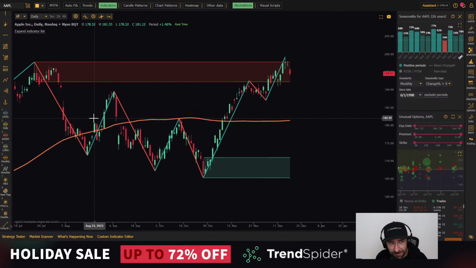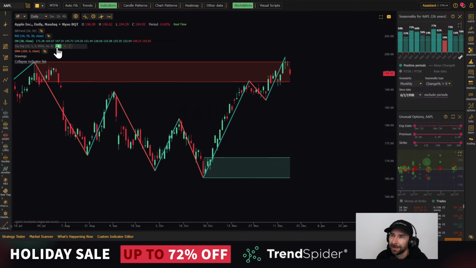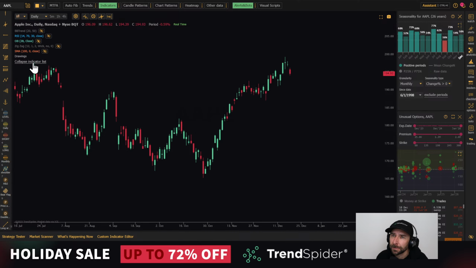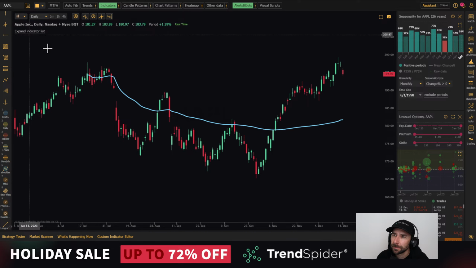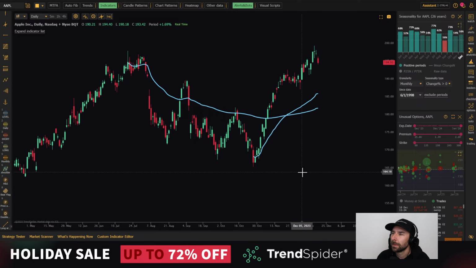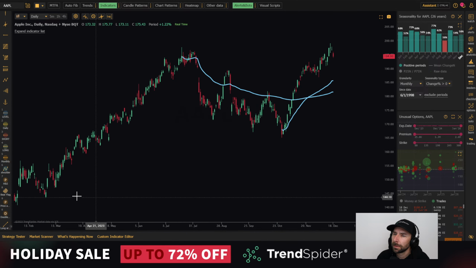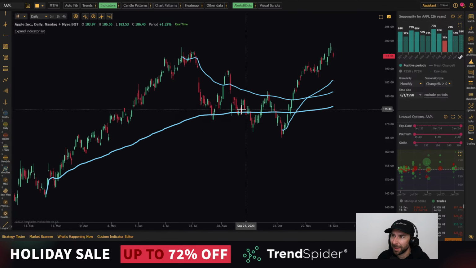Anchored VWAPs. Yes. A couple of different ways you can do it. Let me turn off all these indicators here so we can see what I'm talking about. Right click on any candle, go to create an anchored indicator, and you can choose Alpha Trends Anchored VWAP. It's going to automatically draw that VWAP for you off of that candle that you choose. You can create as many of these as you want, again, just by right clicking on a candle and choosing create Alpha Trends Anchored VWAP from that candle.